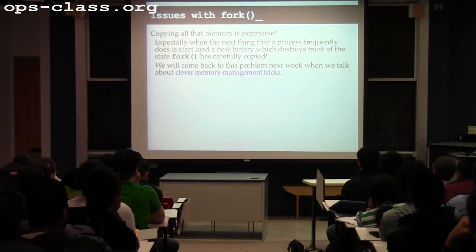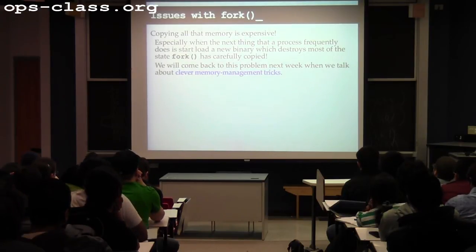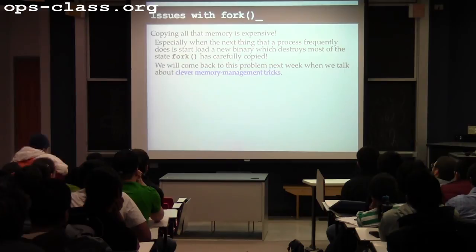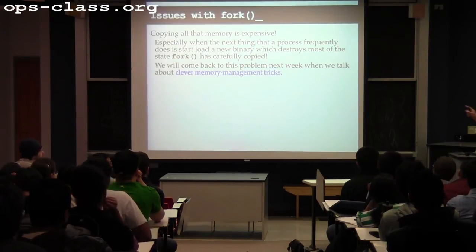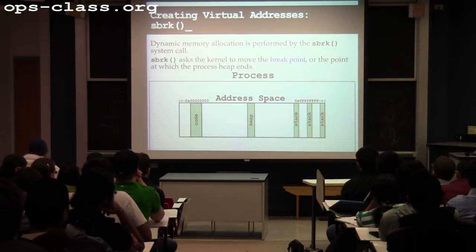We talked about fork back in the early days of the class. We mentioned that copying all this memory is really expensive, and it's really dumb because the first thing a lot of processes do after calling fork is call exec. At some point, we're going to talk about how we work around this in the memory management layer, and it's cool, and it uses the same set of translation tricks that we're going to talk about.